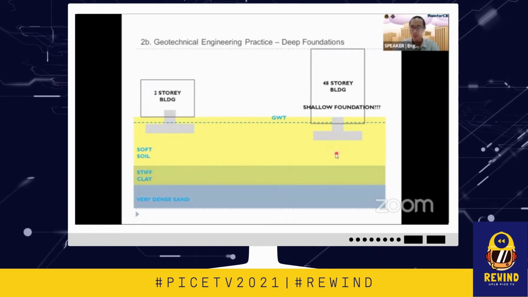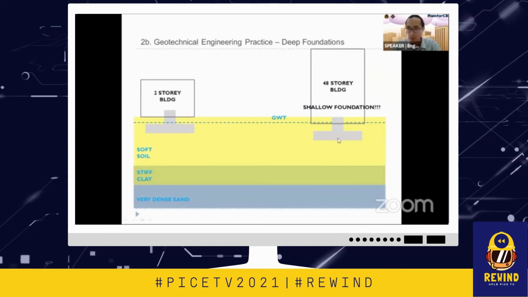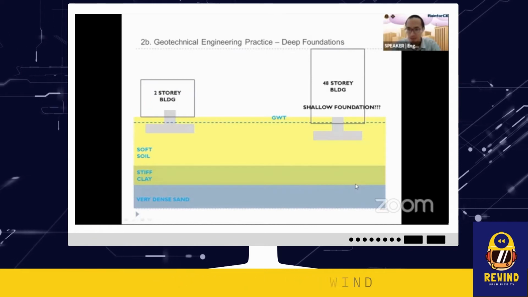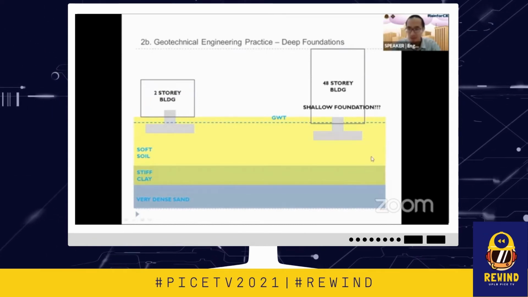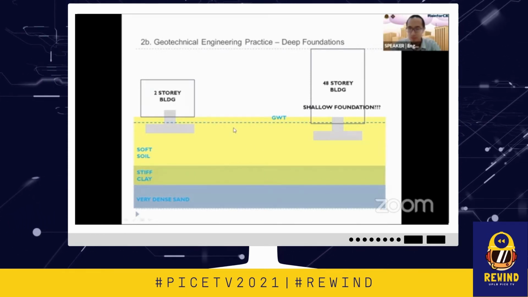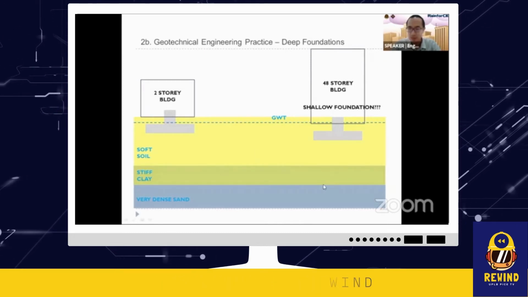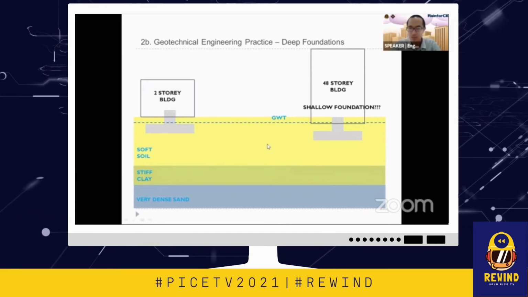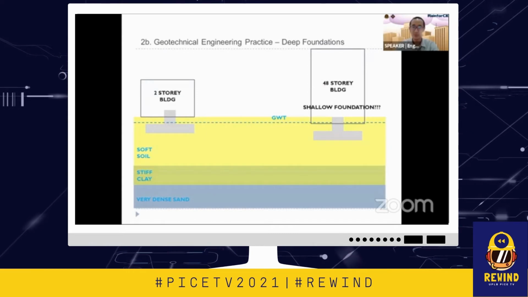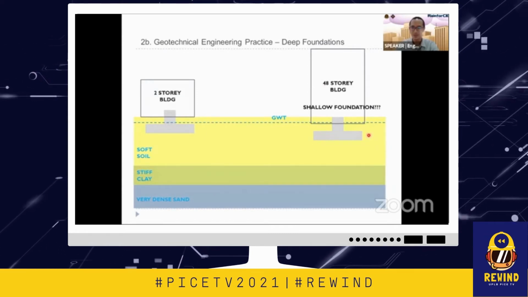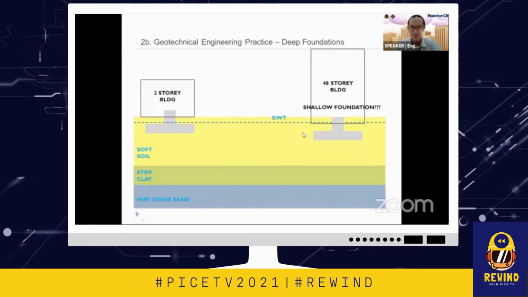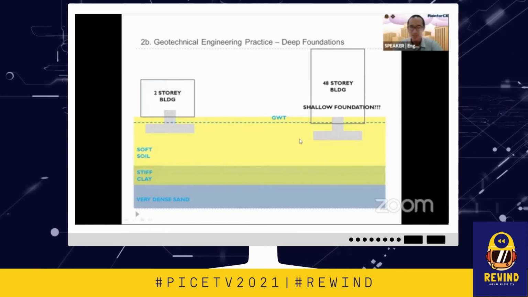So it's resting on soft soil. Anyone can answer? Anyone? What do you think will happen if this 48-story building is supported on shallow foundations? Anyone? My students from CE 171, would you like to answer?